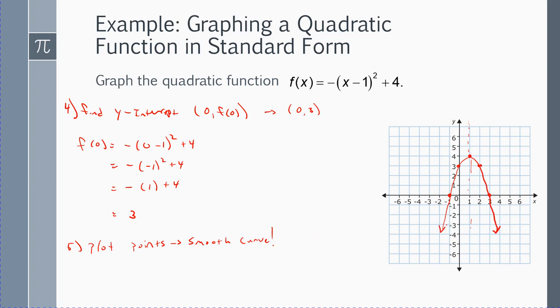And there you go. You plotted the vertex, you found the intercepts, and then you got an extra point or two if you needed it. And you can see whoosh, right there. Perfectly done. Very, very easy.